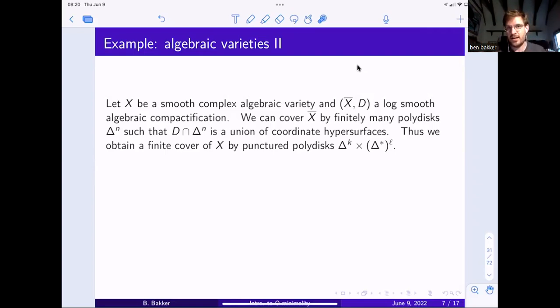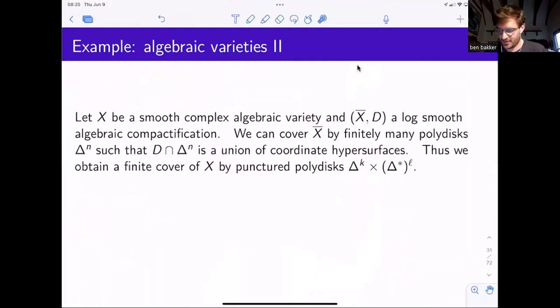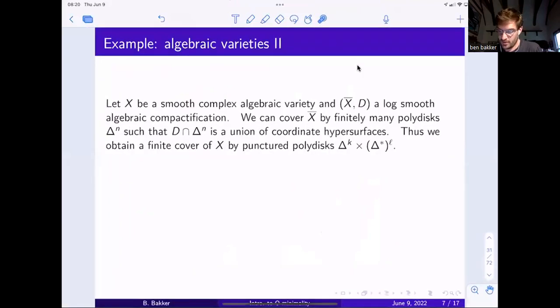Because our structure R_an,exp includes all restricted analytic functions, obviously the transition functions for this cover are analytic. And so if I shrink all the polydisks a tiny bit, then all the transition functions are restricted analytic. So this gives us a finite atlas with definable transition functions.